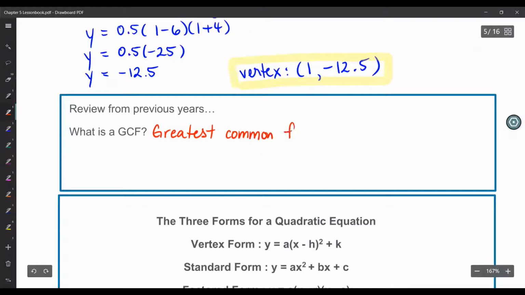Can anyone explain to me what that means? What does it mean for something to be the greatest common factor? The biggest number that two other numbers share that can be multiplied. I think it's been a while since I did this. Yeah, you're sort of along the correct lines. So the greatest common factor would be the biggest number that I can actually divide exactly into two or more terms. So let's just write that definition here.